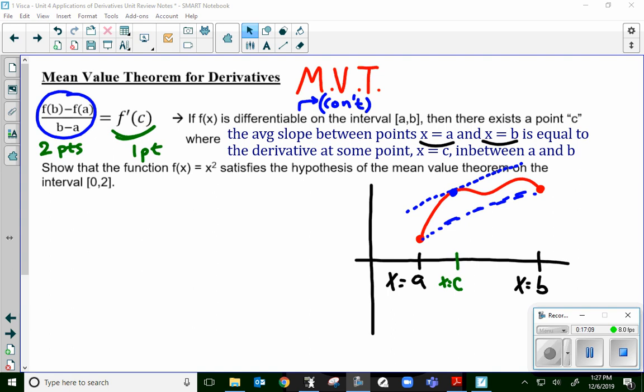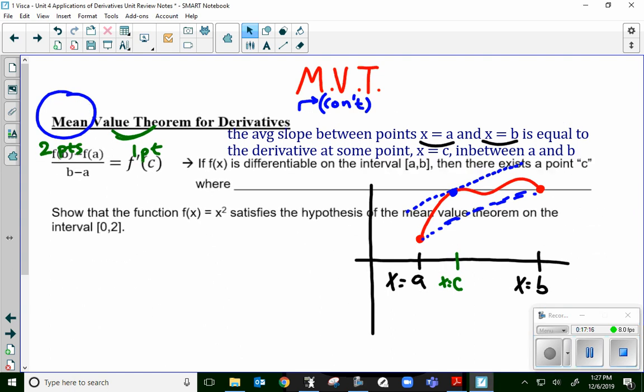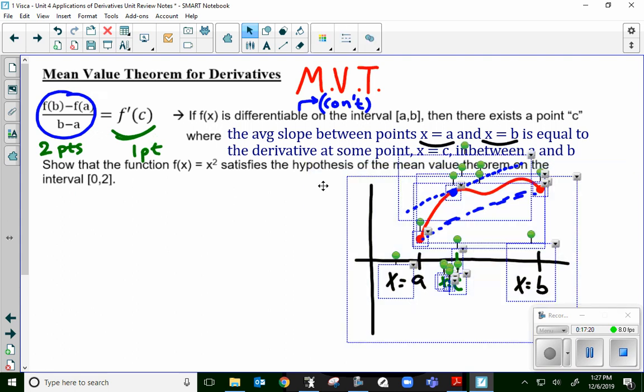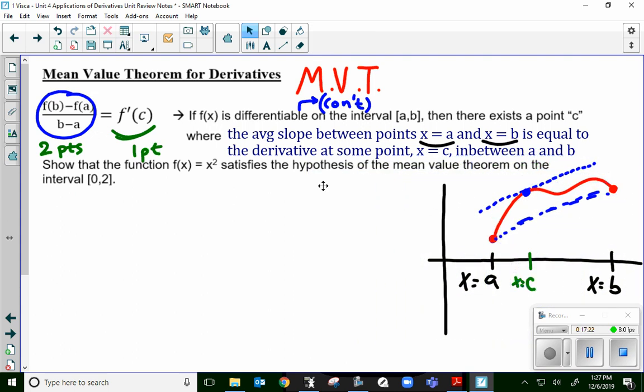All right? So let's apply that algebraically. And I'll leave our little graphic up here. Let's move this all off to the side here. Bam. All right? So show that the function f of x equals x squared satisfies the hypothesis of the mean value theorem on the interval from 0 to 2. First off, this is not a coordinate. This is saying from when x equals 0 to when x equals 2.